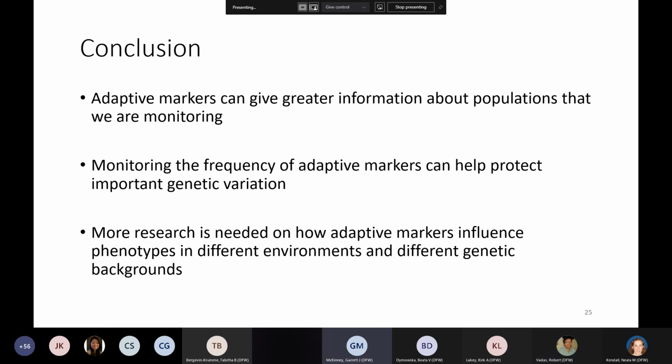So in conclusion, adaptive markers can give greater information about the populations that we're monitoring, and monitoring the frequencies of these adaptive markers can help protect important genetic variation in these populations by letting us know if there's variation that is likely to be lost. But more research is needed on how the adaptive markers influence phenotype in different environments and different genetic backgrounds before taking actions where we actually try to modify the phenotypes of populations.